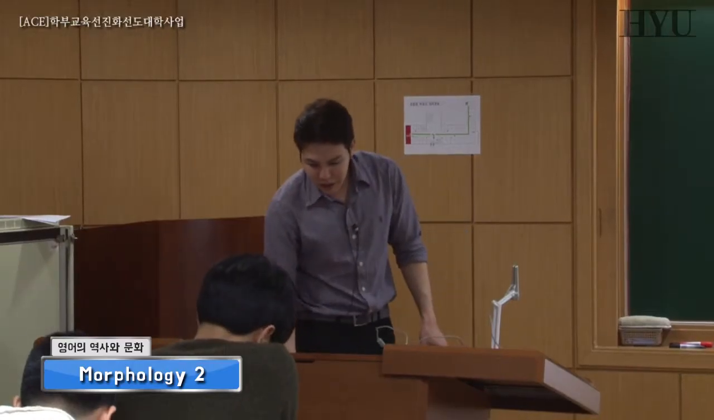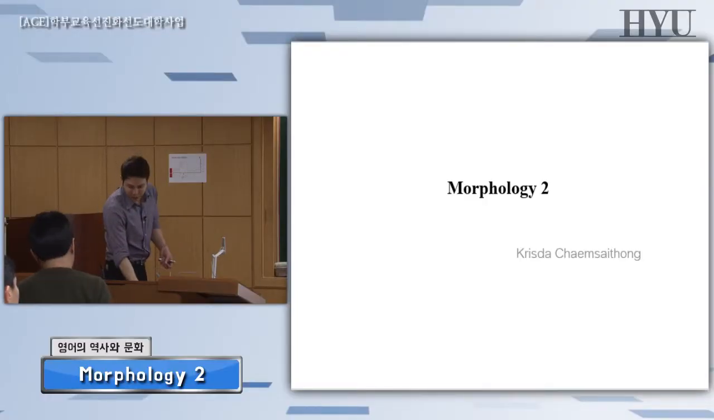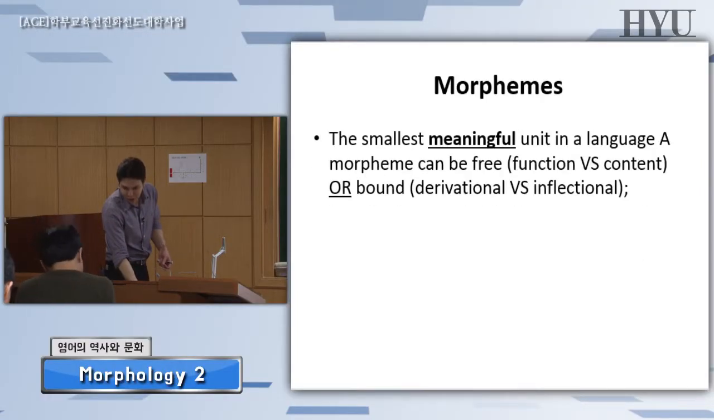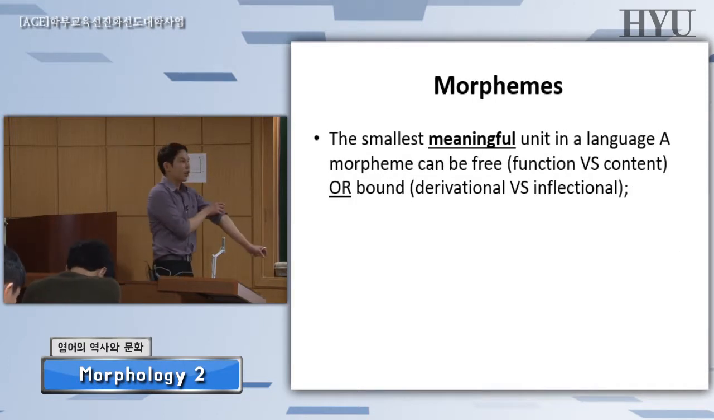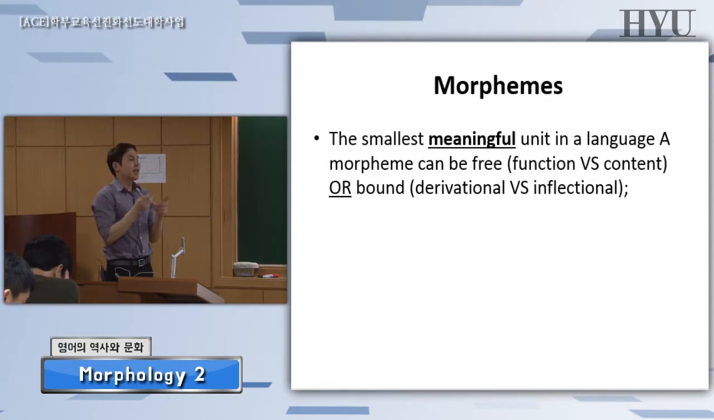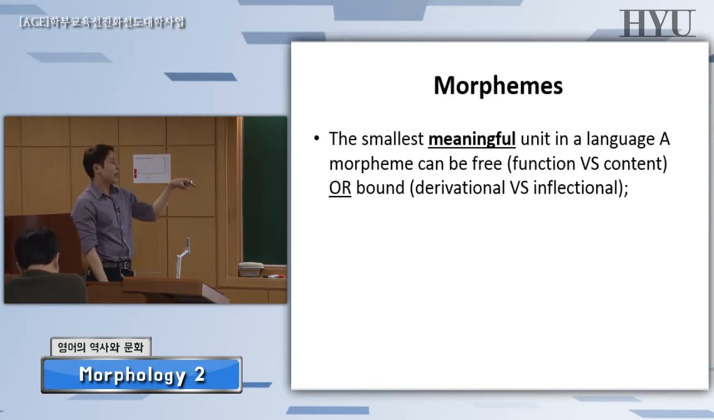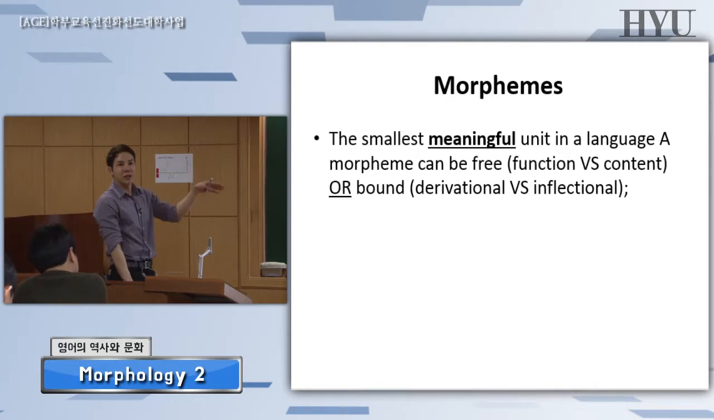So let's come back to the PowerPoint for today so that I can move on to a different concept. Now that you know how to recognize morphemes, and you know that some morphemes look the same, but because they have different meanings, they are not the same morphemes. Now you know what a morpheme is: free or bound, content or function, derivational and inflectional.